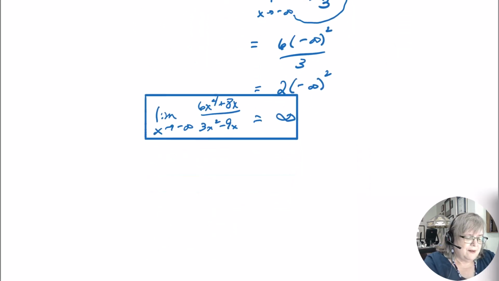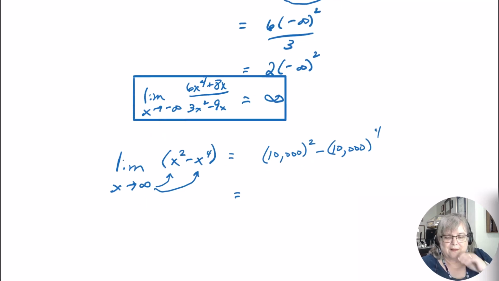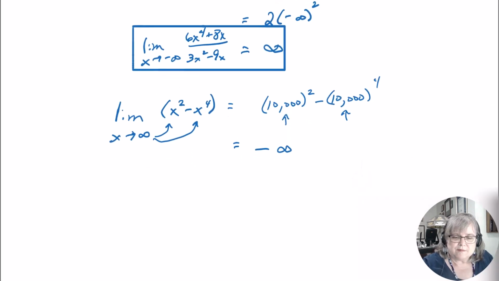All right. Now, here's a couple that make you kind of have to think about it because they're not polynomials over polynomials. So if you're going to go off to infinity and you have a huge number squared, so let's say we made it down to like 10,000. Okay, so 10,000 squared minus 10,000 to the fourth, right? This is a big number. This is a big number, that same big number squared again. So this is going to be a negative huge number. So the limit as x goes off to positive infinity is going to be negative infinity.